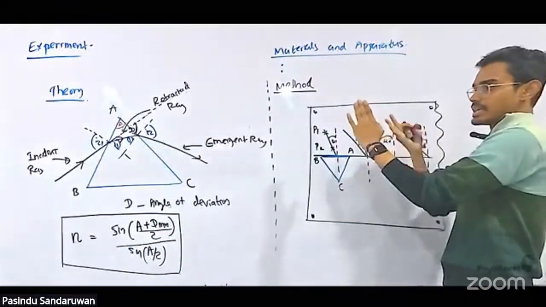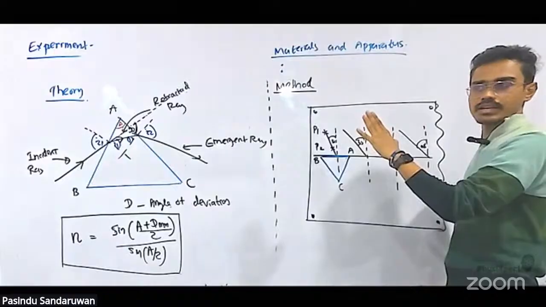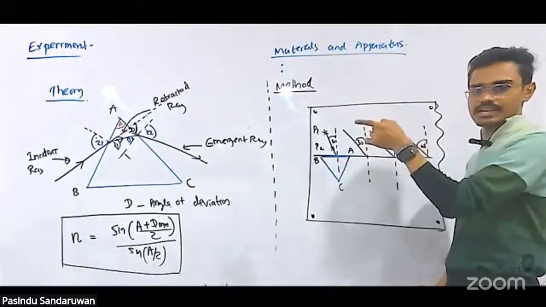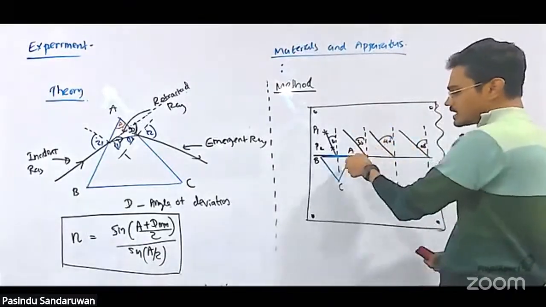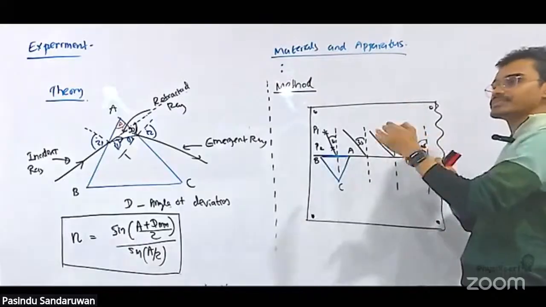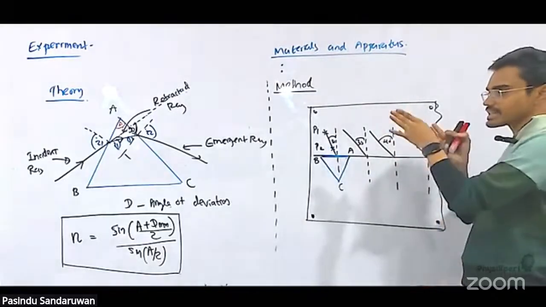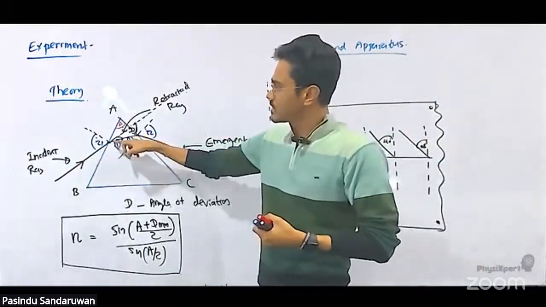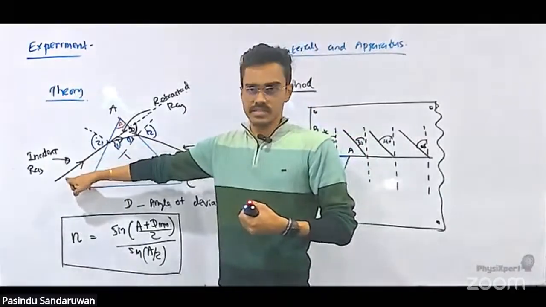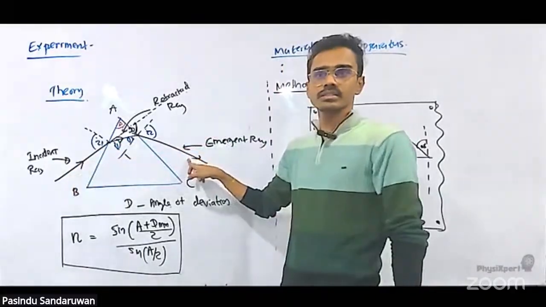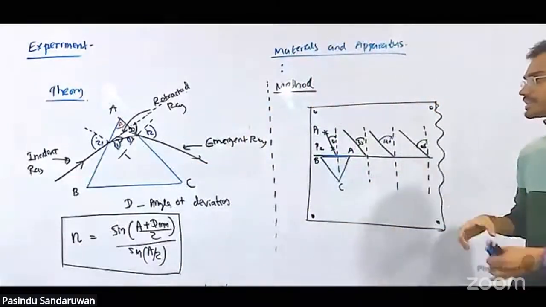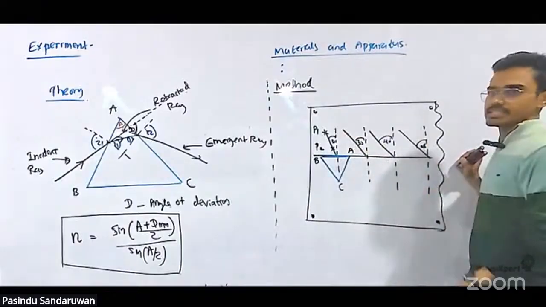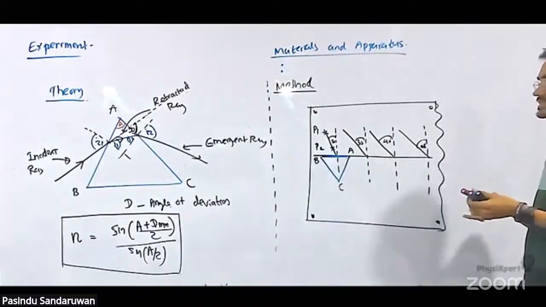You can see the pins move. If these pins are collinear, which means if one pin is completely covered by the other pin, which means they are in a straight line, they are collinear, right? It means you are in the exact correct direction of the emergent light ray. If your eye is in the direction of that ray, the image of this pin must be covered by the pin here. So likewise, you have to identify the instance when P1 and P2 are collinear.